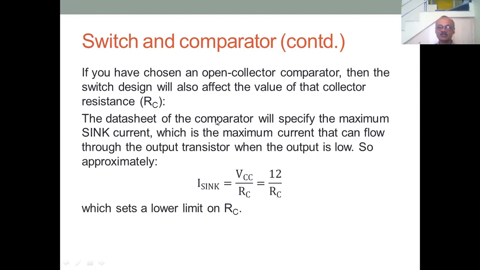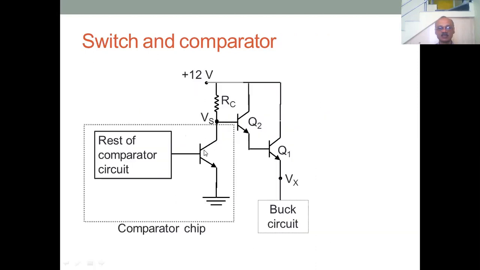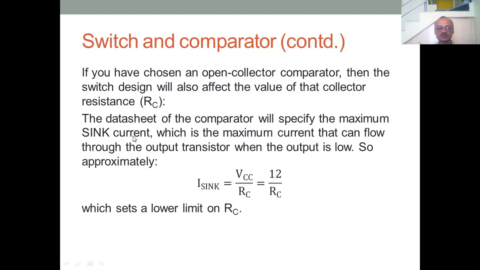The data sheet of the comparator will specify what is called the maximum sink current. That is the largest current that the collector of the transistor inside the comparator chip can carry. So the data sheet will specify the largest sink current that can be carried by the output pin of the comparator.